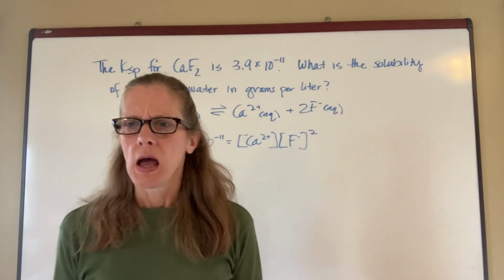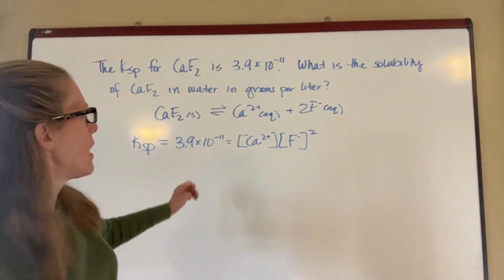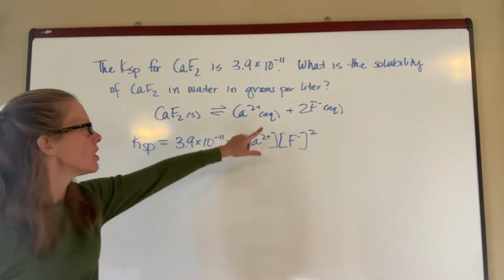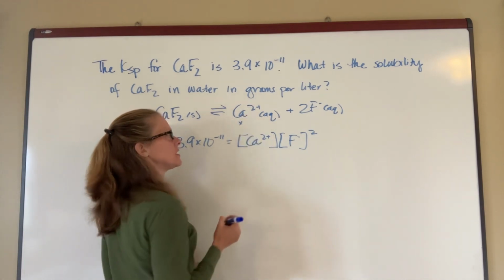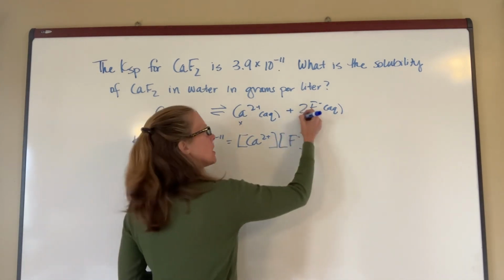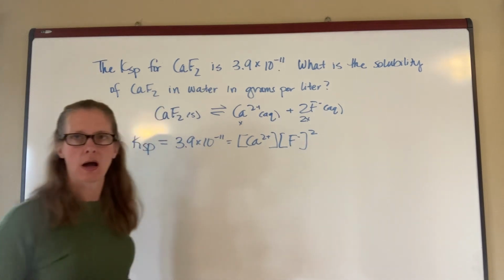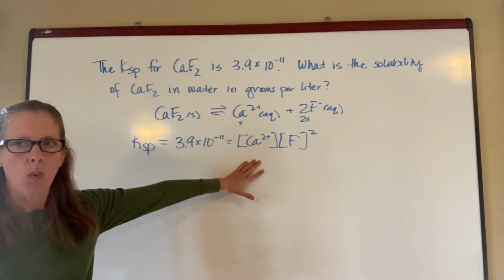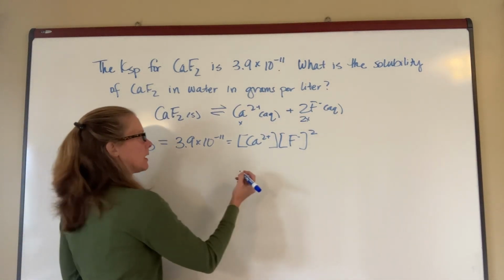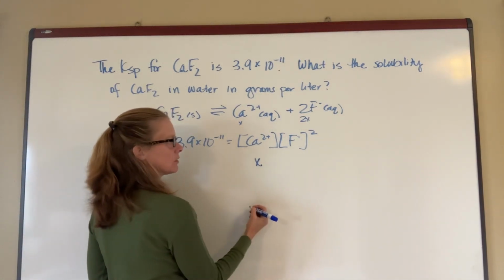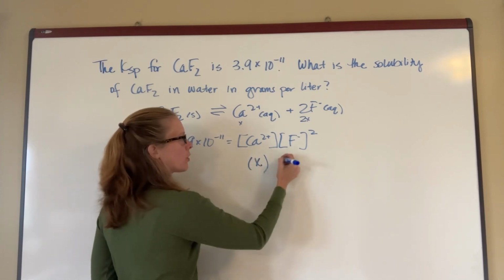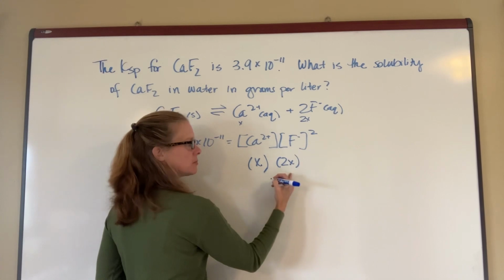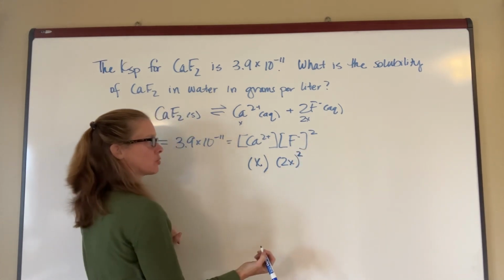All right. I'm going to start out doing the same thing that I did before. I know that for every calcium ion that I have in solution, I'm going to have 2 fluoride ions in solution. So to plug that in here, I'm going to have an X here. The concentration of fluoride ions is twice the concentration of calcium ions. So that's going to be 2X, and then that's going to be squared.